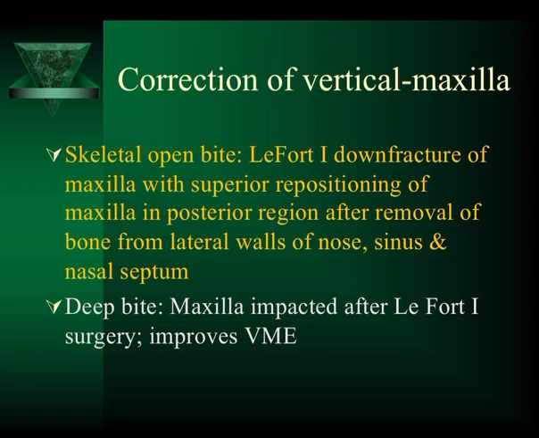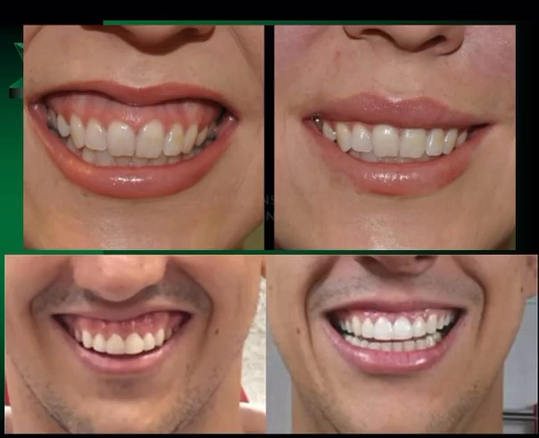So the correction of vertical maxilla: in case of skeletal open bite, Le Fort 1 down fracture of maxilla with superior repositioning of maxilla in the posterior region after removal of bone from lateral walls of nose, sinus and nasal septum. In deep bite cases, the maxilla is impacted after Le Fort 1 surgery, which will include the vertical maxillary excess. So this is a vertical maxillary excess case wherein a superior impaction of the maxilla has been done, and a very good improvement in their gummy smile has been seen.